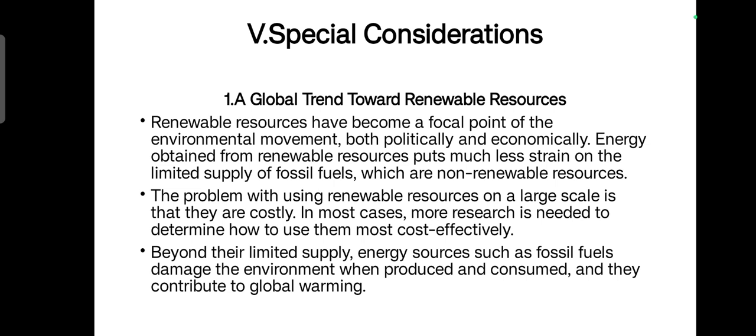The problem with using renewable resources on a larger scale is that they are costly. In most cases, more research is needed to determine how to use them more cost effectively. Beyond their limited supply, energy sources such as fossil fuels damage the environment when produced and consumed, and they contribute to global warming.